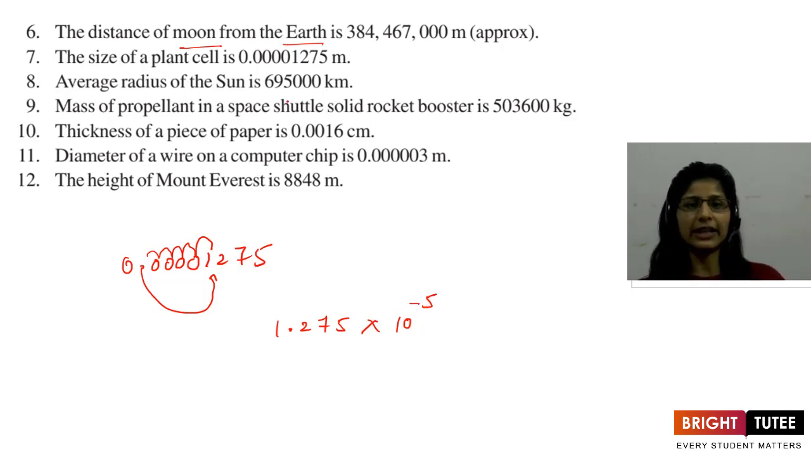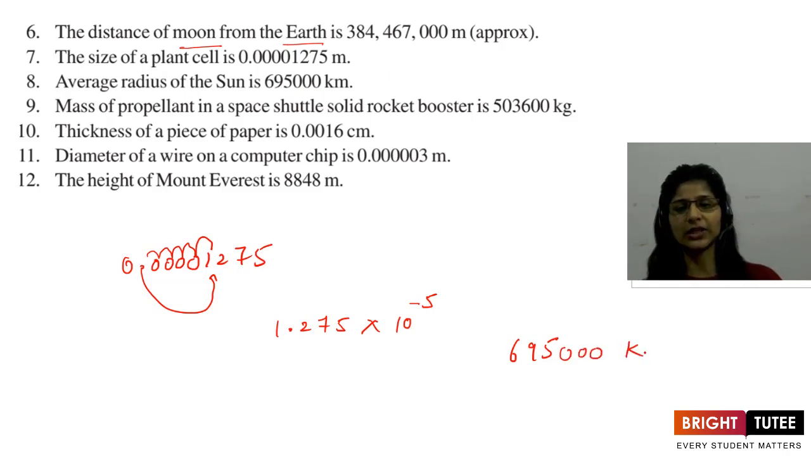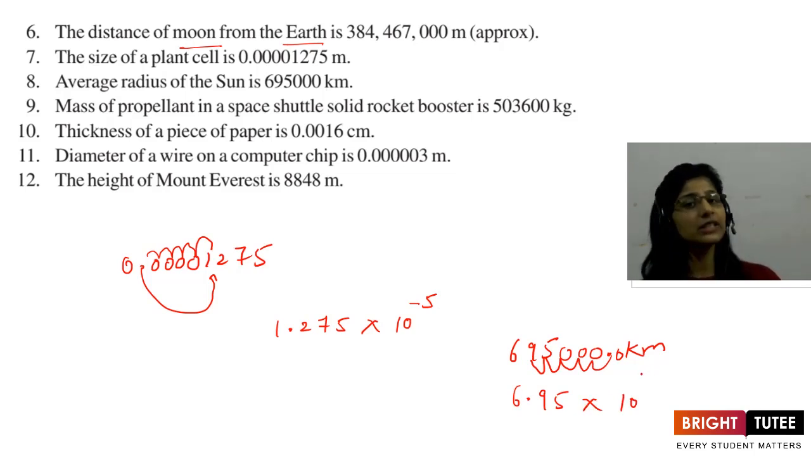Okay. The next one is 695000. So 695 and 000 kilometers we have. So we can write, see the decimal we can consider after 0 here, and we have 1, 2, 3, 4, 5 places we are shifting. 6.95 into 10 to the power. How many places did we shift? 5 places towards left. So 5.